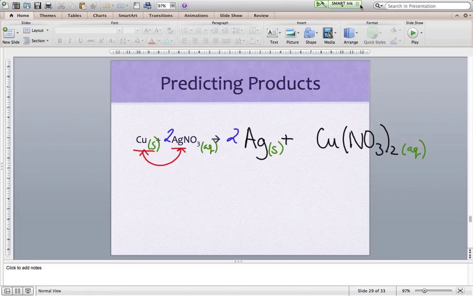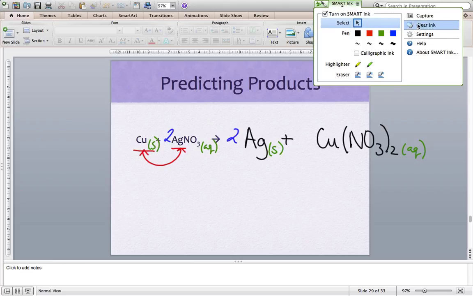The take-home from this particular example is when you have a choice of what charge to give something, a multivalent metal, then you always go with the most common ion charge.